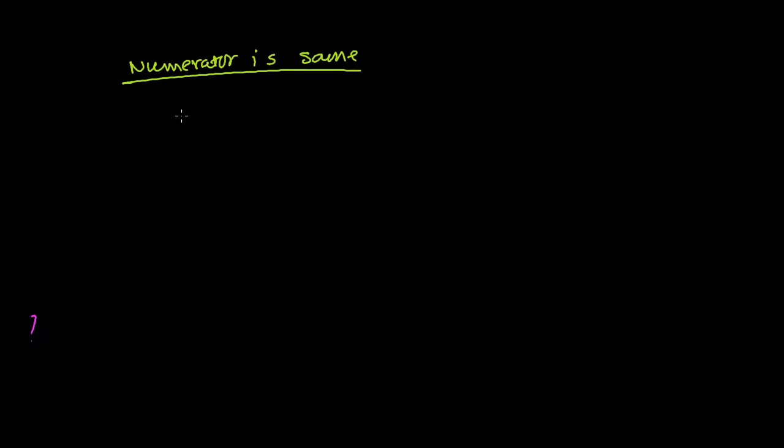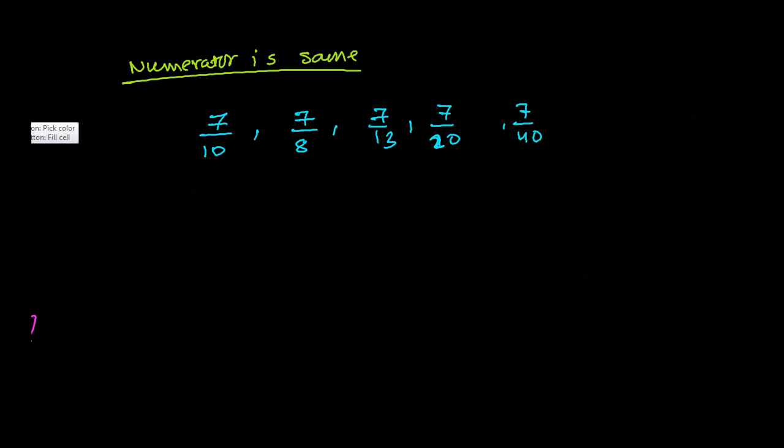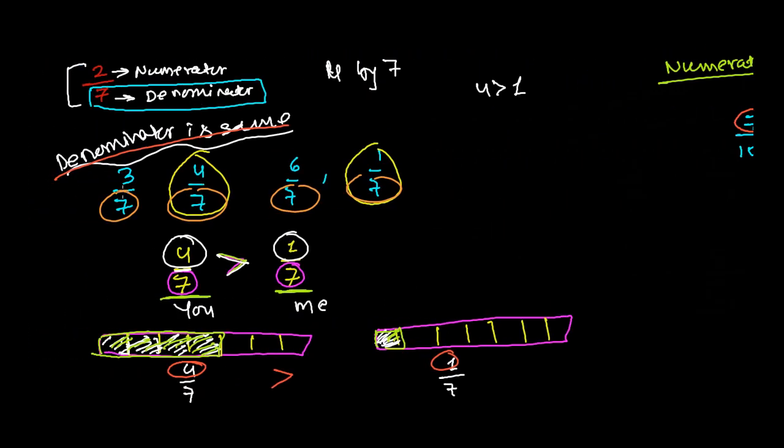Let's take some examples. Let's say I have some fractions: 7 out of 10, 7 out of 8, 7 out of 13, 7 out of 20, 7 out of 40, or something like that. These all are fractions having the same numerator, 7, 7, 7, 7 and 7.